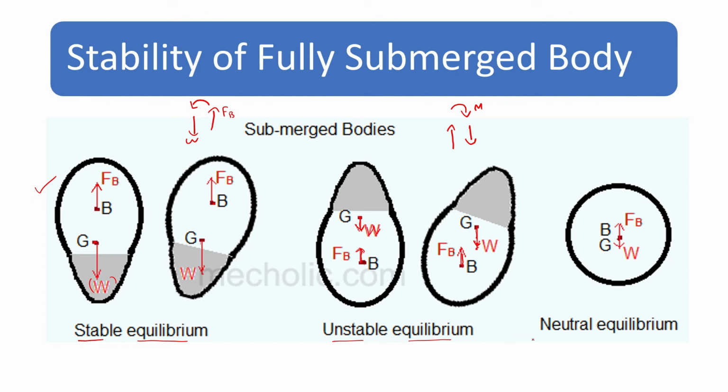Now let us take the case of a neutral equilibrium. In neutral equilibrium, both the center of gravity and the center of buoyancy are at the same point. That means no couple is created here, so it is said to be a neutral equilibrium. So we see that for the stability of a fully submerged body, the center of buoyancy should be above the center of gravity. This is the condition for the stability of a fully submerged body.